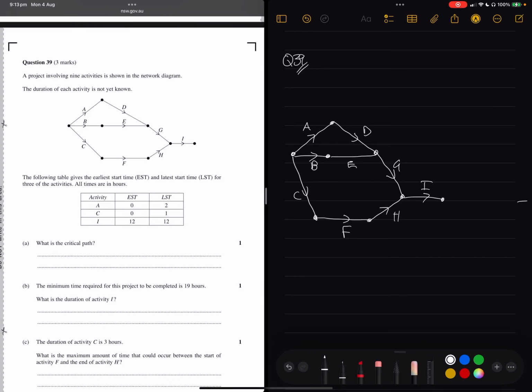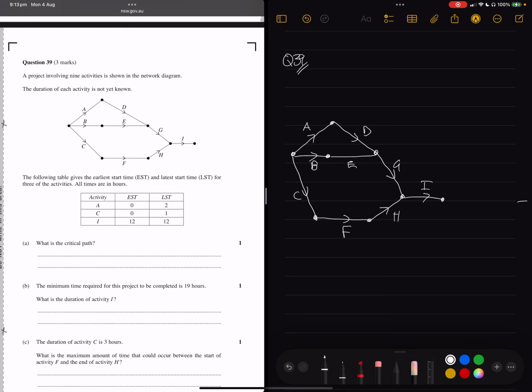All right, so let's take a look at question 39 from the 2024 Standard 2 paper. Here we're given a project involving a bunch of activities. We're given the diagram, which I've replicated here. We're also given a table with the earlier start times and the later start times for 3 of the activities, all times are in hours. We are asked for the critical path.